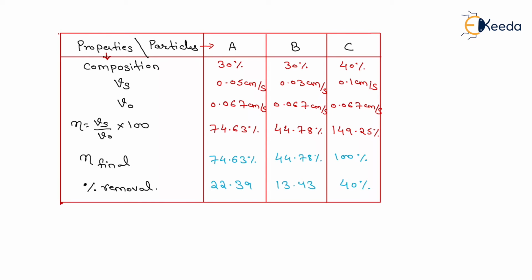For the total removal, we need to add all these percentage removals of A, B and C, which will be equal to 22.39% plus 13.43% plus 40%. It will be equal to 75.81%. So 75.81% of particles A, B and C will be removed from that water. That is the answer to this question.